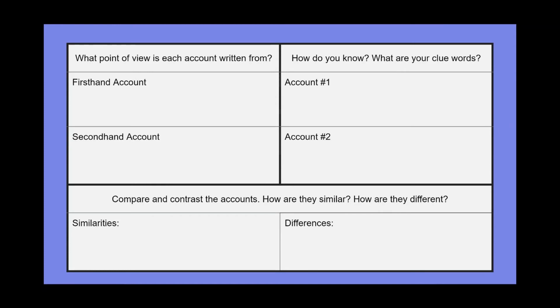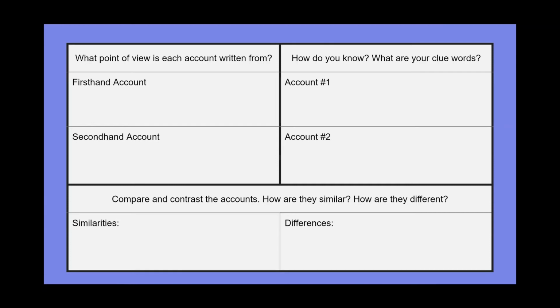And then decide which of the passages in your set that you're choosing is your first-hand account and your second-hand account, right? And then we'll move on to the right-hand side with that and answer the question, how do you know, right? What are your clue words? So whatever you decide for your first passage or account number 1, you would write if it was your first-hand or second-hand account, and then share your clue words that you found, right? And then do the same thing for your account number 2 or your second passage, right?